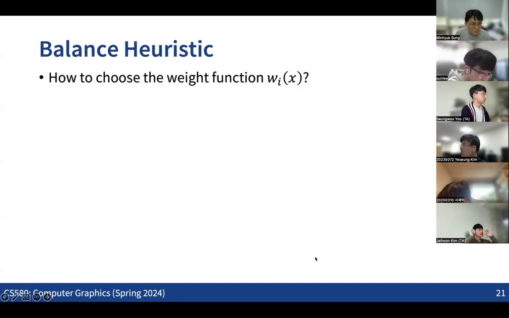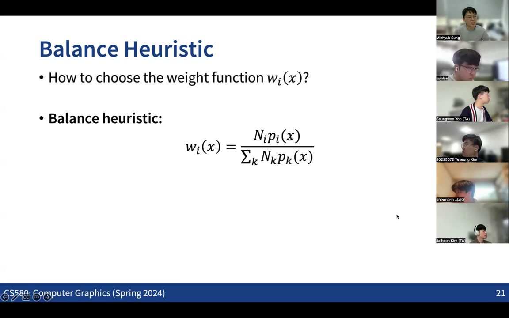Because here the main question might be how we can choose the weighting function in this case. Actually, there can be multiple ways that we can choose the weighting function. We can choose it based on the situation that we are seeing, based on the arrangement of the objects, and also based on the BRDF, the material property of the surfaces. And one simple heuristic that is practically used in many rendering pipelines is the balance heuristic, which is defined like this.